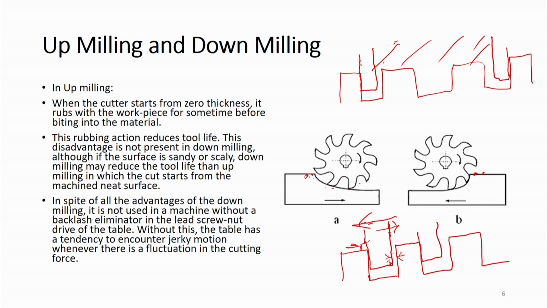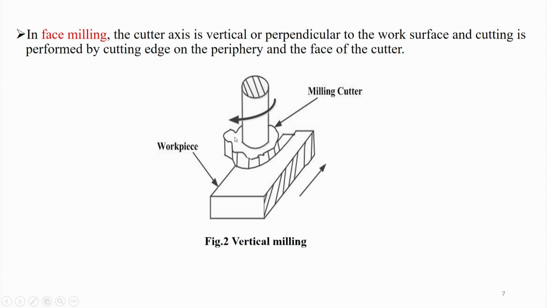In down milling, that type of pressing is not there. So, these are the reasons. Now, in face milling the cutter axis is vertical or perpendicular to the work surface, and cutting is performed by cutting edges on the periphery and the face of the cutter. So, the face of the cutter also cuts, the periphery also cuts, and we are doing vertical milling here, that type of thing has been shown here.